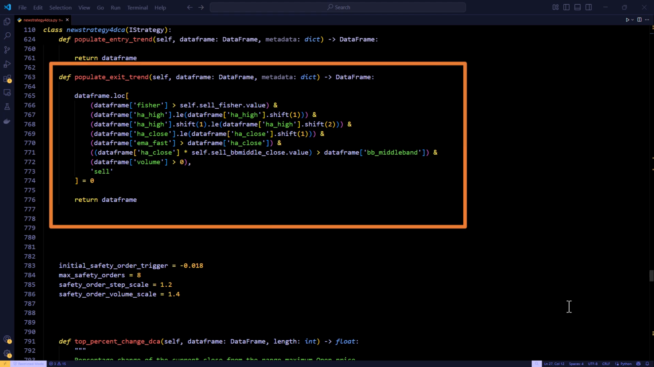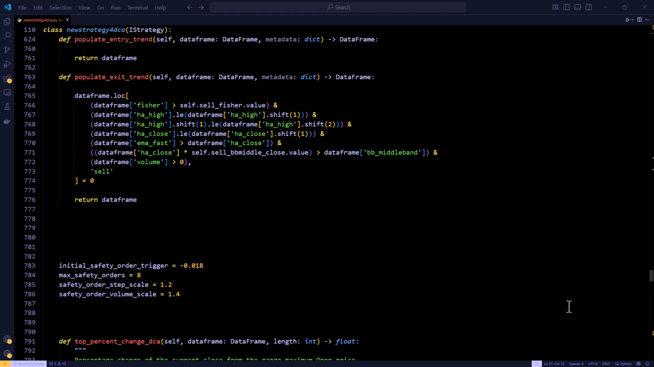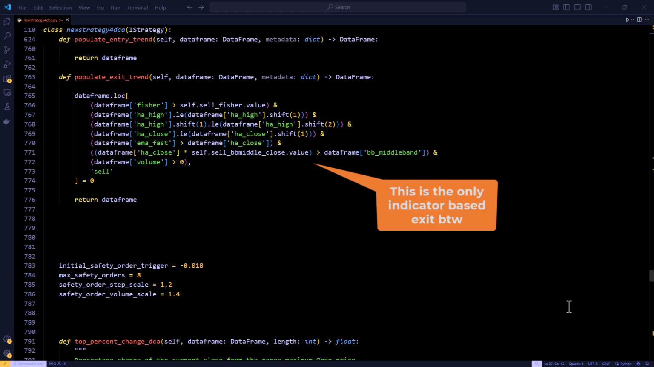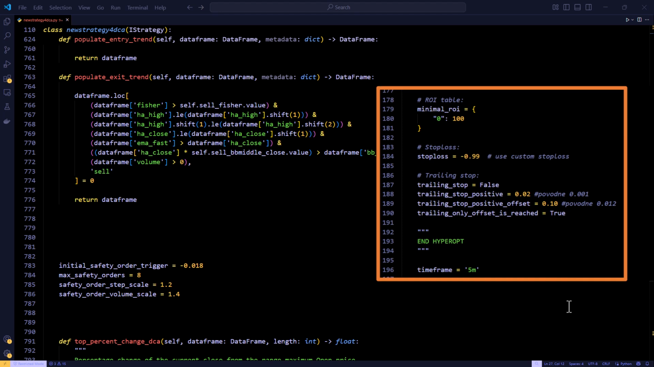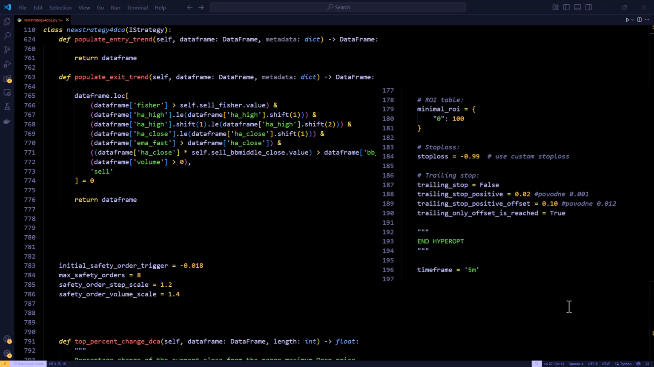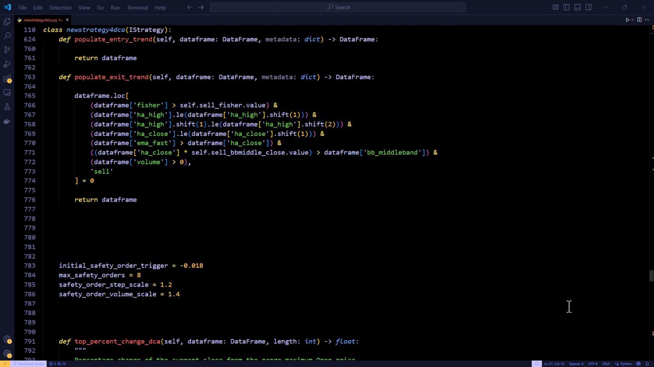Exits are also important, and maybe in my opinion more important than the entries. The strategy uses a combination of indicator-based exits, custom stop-loss logic and the trading profit targets. By default, each strategy has stop-loss and take-profit levels as mandatory parameters, but here they are set to their extremes, effectively disabling them. So the real exit logic comes from the custom rules.